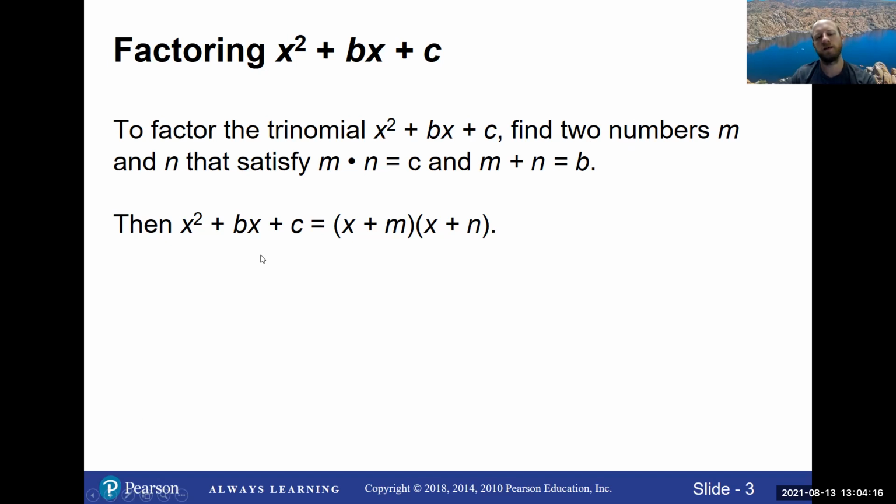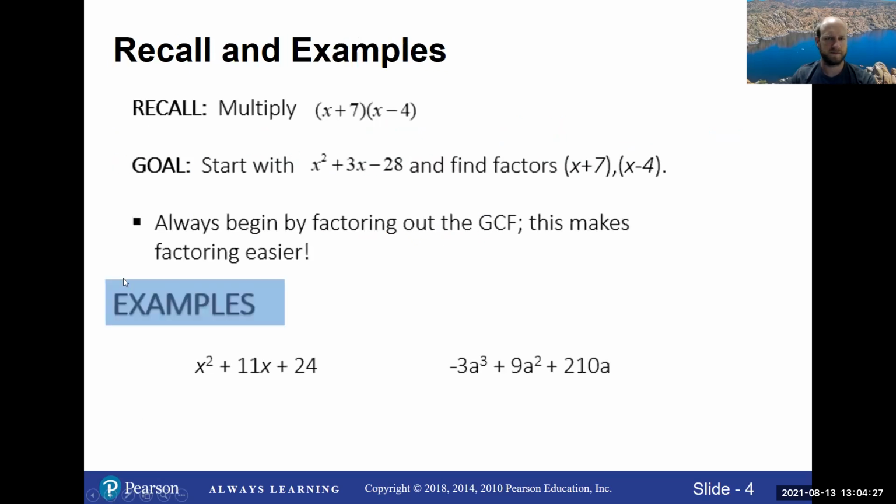But basically, we want to start with a polynomial that has 3 terms, and we want to factor it so that it has 2 expressions with 2 terms. All right, so let's just recall some things and some examples. If we recall, when we multiply x plus 7 times x minus 4, how do we do that? Well, we do something called FOIL, right?